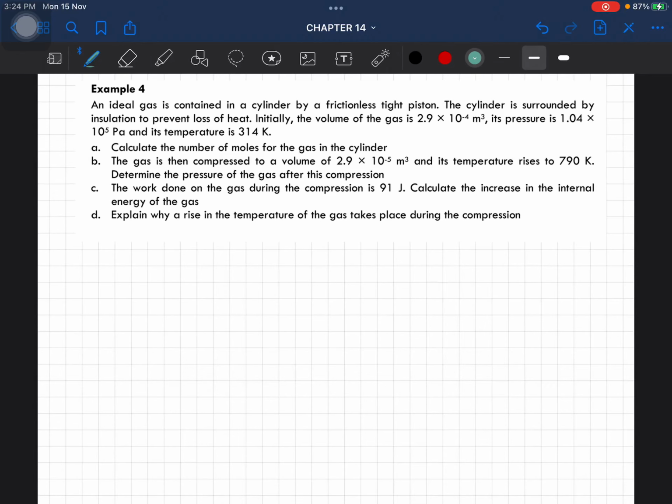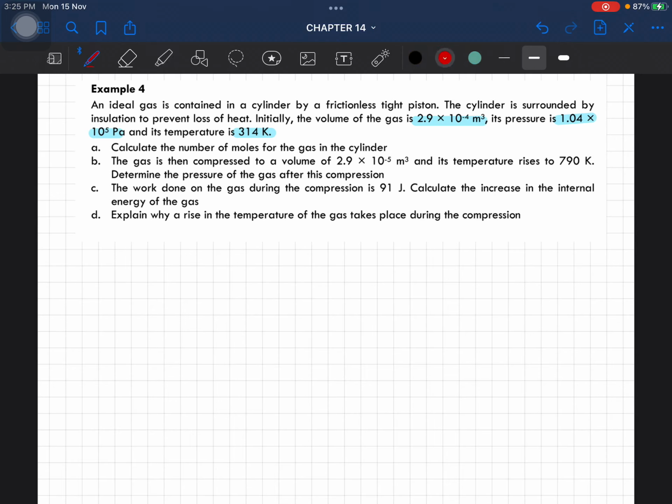Okay, example 4. An ideal gas is contained in a cylinder by a frictionless tight piston. So the cylinder is surrounded by an insulation to prevent loss of heat. So there is no loss of heat. Initially, the volume of the gas is 2.9. Its pressure is this, and its temperature is this one. So calculate the number of moles for the gas in the cylinder.